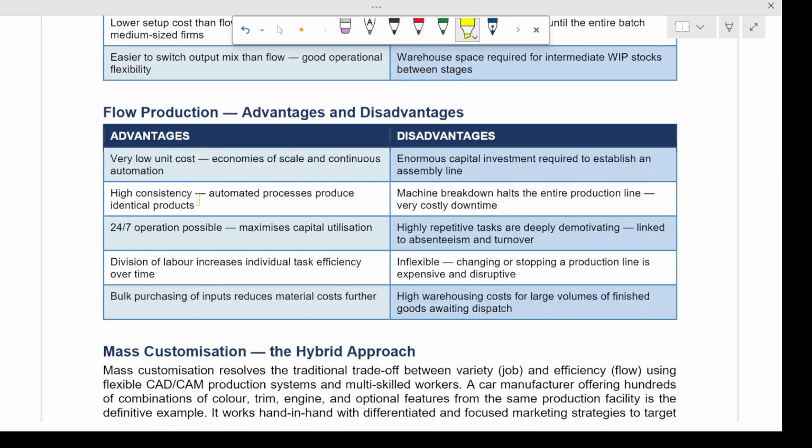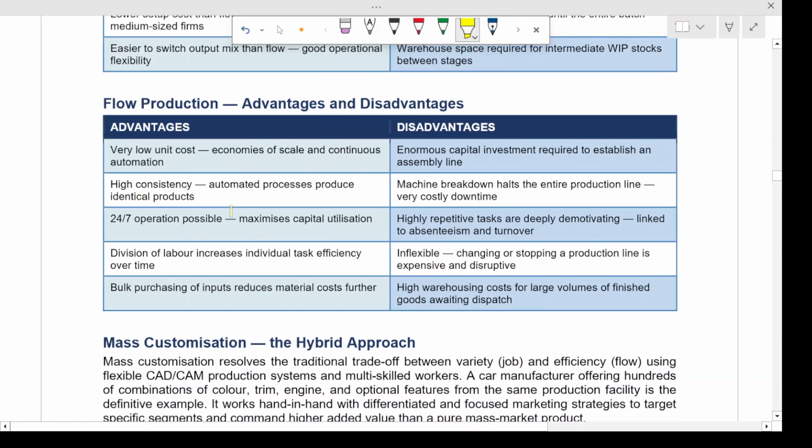There is high consistency because automated processes produce identical products. This means that since the machines work on them, the element of human error is considerably decreased.